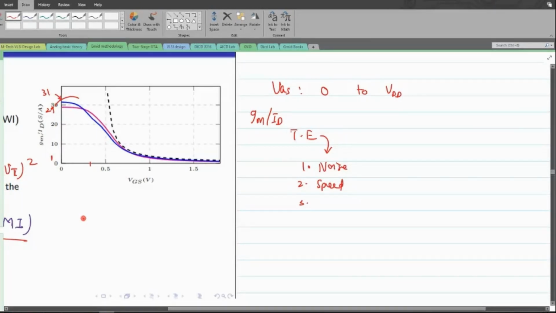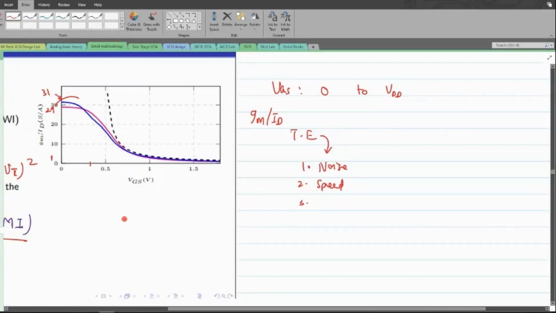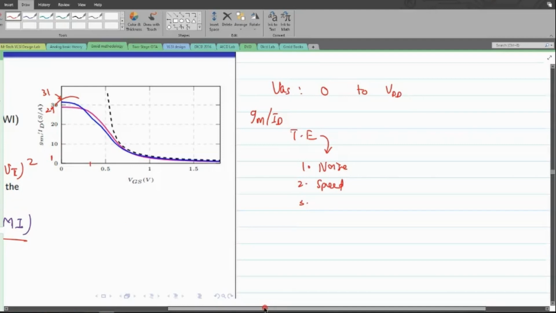Now you might ask me: what is the range of GM over ID for which I can say I'm in weaker inversion, the range for stronger inversion, and the range for which the transistor is in moderate inversion? But to be frank, there is no hard rule. There are no hard boundaries that define all those three different regions.